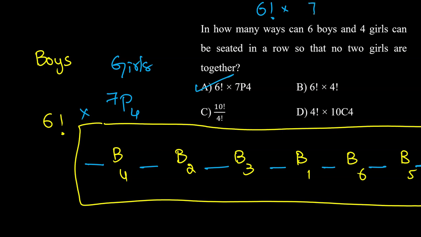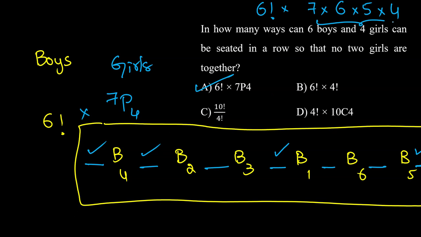Suppose that girl occupied this place. Then how many chances are there for the second girl? 6 chances. Let us say that girl occupied this place. Then still 5 chances for the third girl. Then only one girl is left over. Let us say for that one girl, how many slots are there? 4 slots. Let that girl occupy this place.